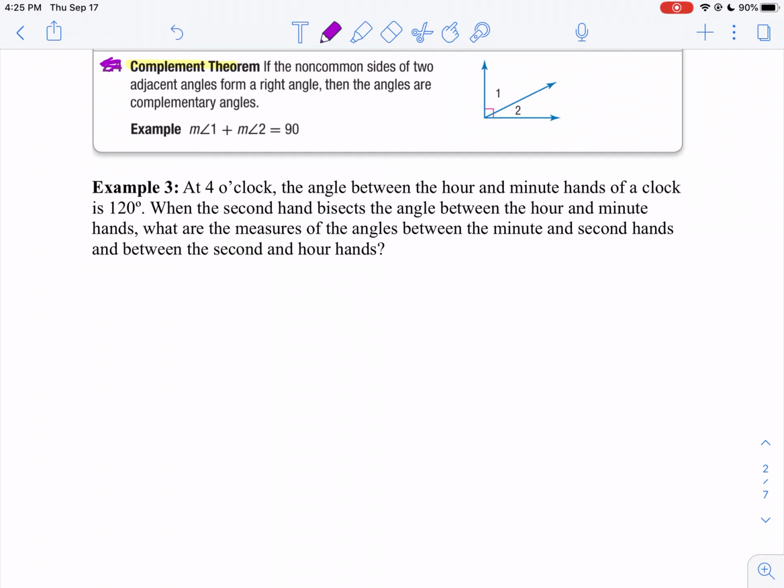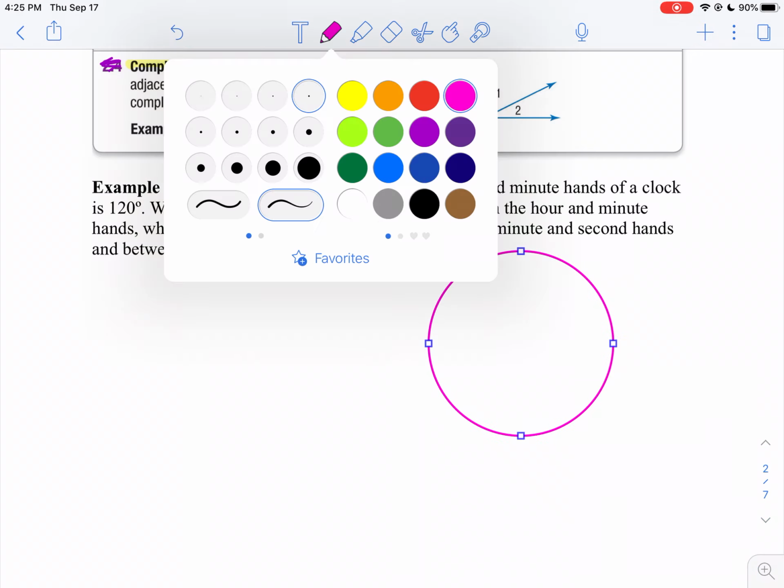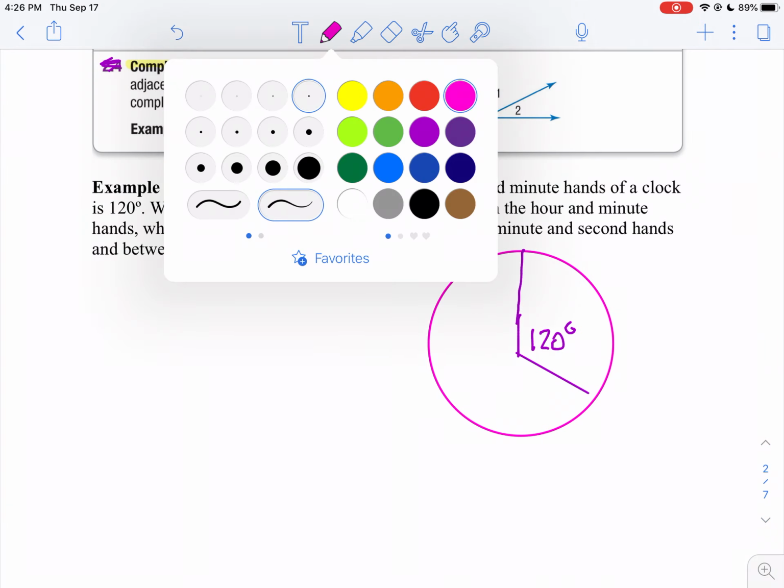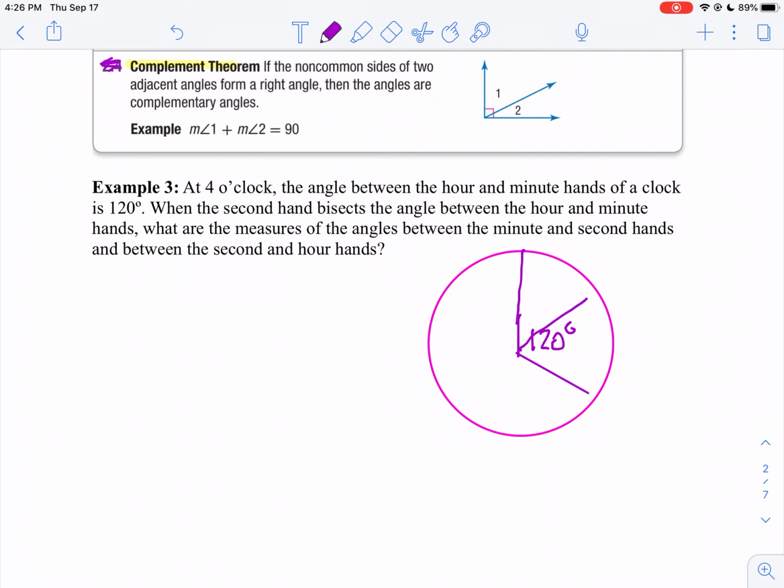Well, let's draw a picture. A picture is worth 1,000 words. So we have this clock, and then we're going to draw in 4 o'clock. So here's the center and then 4 o'clock. And we're told this angle is 120 degrees. And it says when the second hand bisects the angle, so we're going to draw in the angle bisector here, like so.